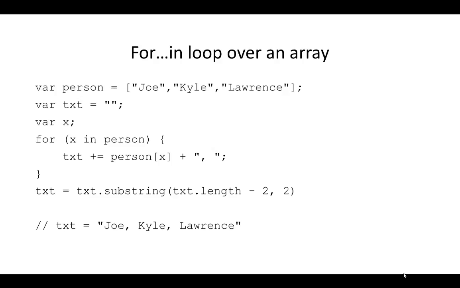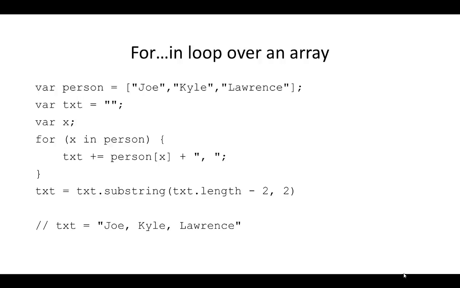If we want to loop over an array, we can use the for in syntax. So I've got an array here of people: Joe, Kyle, and Lawrence. I've got a variable text. Basically, I want to turn that into a comma-separated text list, so that's what I'm going to save all my answers into. And var x, in this case, I'm just using as a marker for each iteration. So for x in person, we're looping through person, and each time we loop through, we move up the list of items in our array.